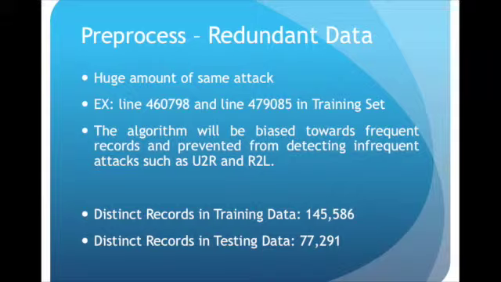After removing the redundant data, the distinct records in the training data are 145,586, and the distinct records in the testing data are 77,291.